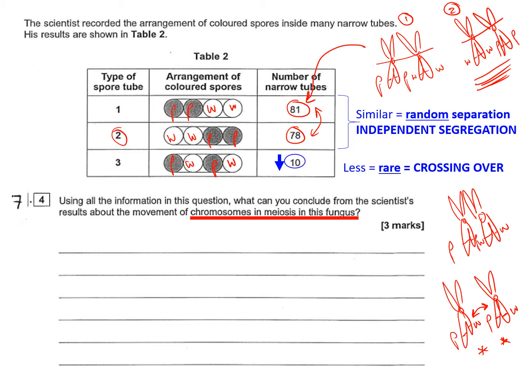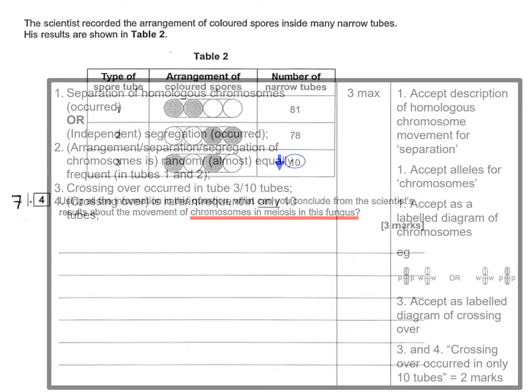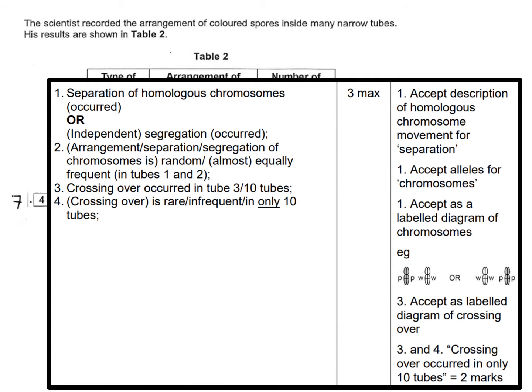So it says, using all the information in the question, what can you conclude from the scientist's results about the movement of chromosomes in meiosis in this fungus? So if we look at the answers then, there's separation of homologous chromosomes, and that's called independent segregation, and that occurs in metaphase 1 and anaphase 1. The separation of homologous chromosomes is random. That's why you get an equal number of the spores in tubes 1 and 2 with their respective arrangements.